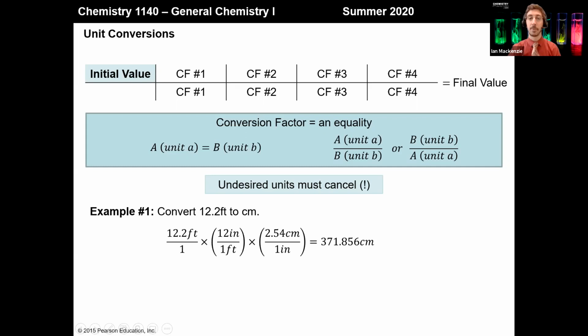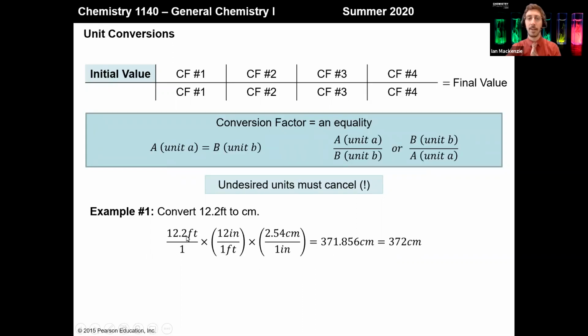This now, if I multiply it through, I cancel out the feet, I cancel out the inches, and the only unit that I'm left with is centimeters. Now, I'll come out with some value initially, 371.856 centimeters, but I have to go back and remember my significant figures rules. This is a multiplication and division problem. My initial value has 3 significant figures. So what number of significant figures does my final value have? Well, it will also have 3, so I will round this to 372 centimeters.